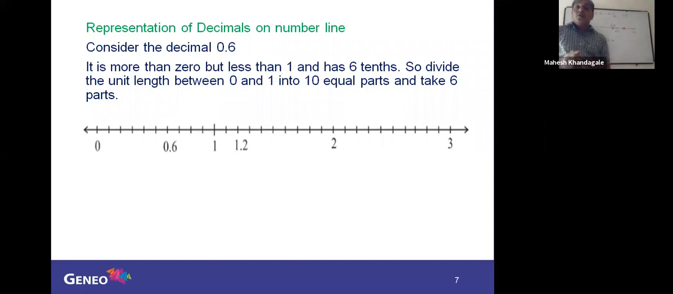Getting it? So whenever you are representing decimals on a number line, see between what integers it lies. It is simple. Before the decimal, see what the integer is, and what the immediate next integer is. Then divide that into 10 equal parts and choose the correct part according to the given number. Understood?